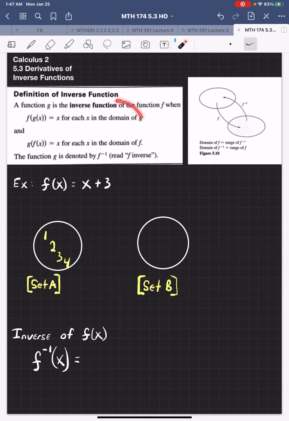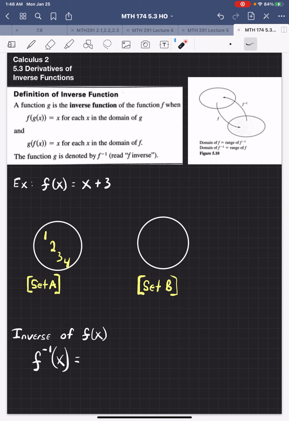So let me draw your attention down here. Here is a function, f of x is equal to x plus 3. Notice here I have two sets, set A and set B. You'll also notice that the only numbers that exist in set A are the numbers 1, 2, 3, and 4.